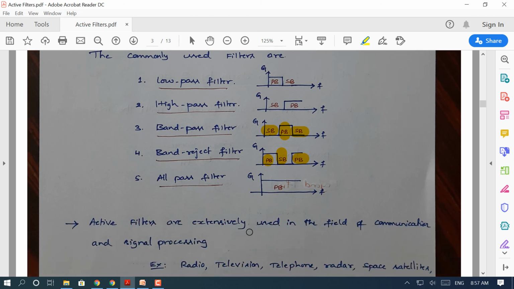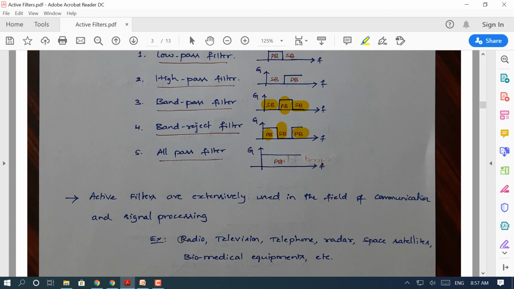Okay. So active filters are extensively used in the field of communication and signal processing. Even today we can see that in almost all communication circuits and signal processing circuits we use active filters. Examples are applications like radio, television, telephone, radar, space satellites, and biomedical equipment. In all these places we use active filters.